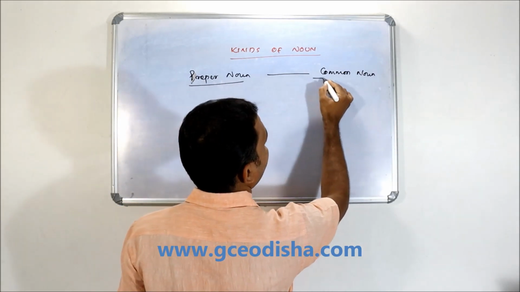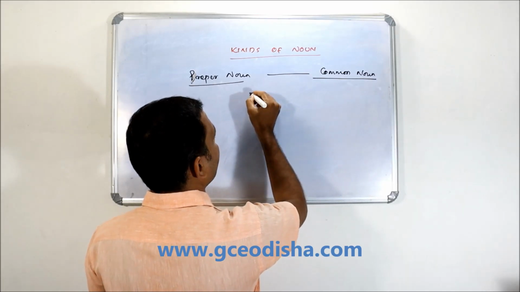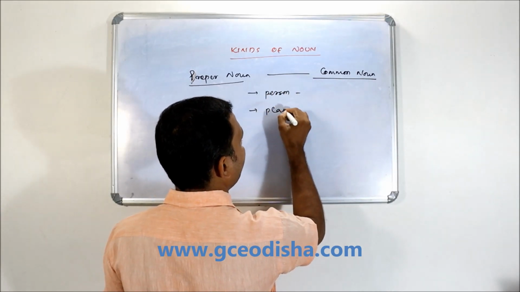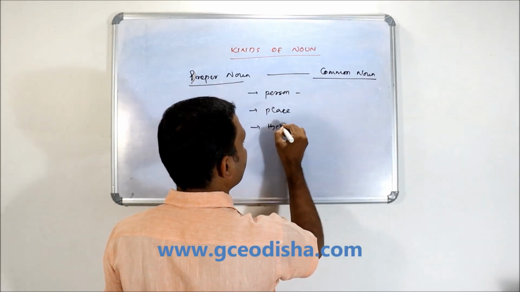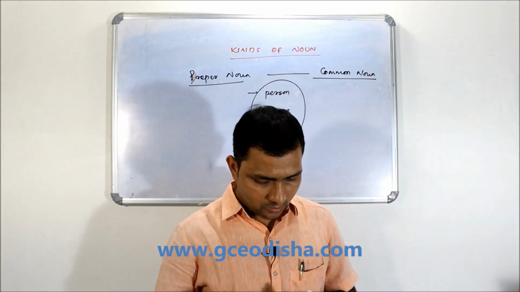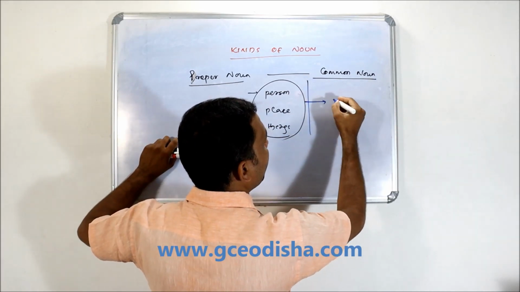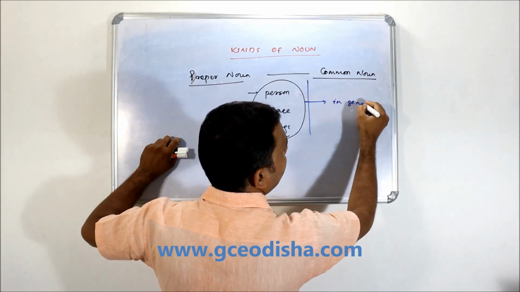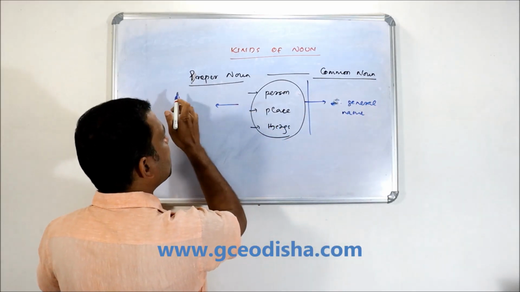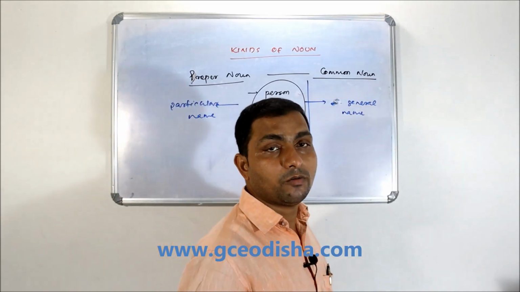First thing, proper noun and common noun: both nouns are used to show the name of a person, name of a place, and finally name of things. This is the first thing. Now what is the difference? The difference is that a common noun is the common name, that means the noun which is used in general, or we can say the general name of person, place or thing. And a proper noun is the particular name of person, place and thing.